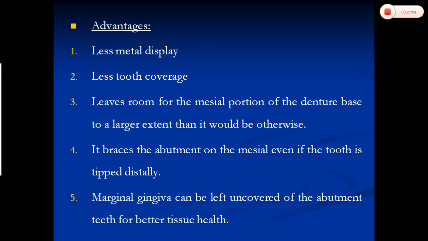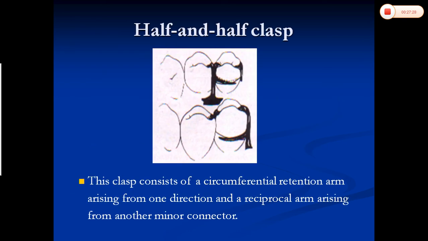So it gives room for the denture base on the mesial part, and it braces the abutment on the mesial even if the tooth is tipped distally. Even if the abutment tooth is tipped distally, it can engage the mesial side. The marginal gingiva of the abutment teeth can be left uncovered for better tissue health. The marginal gingiva will not be entrapped or harmed. Next, the half and half clasp.